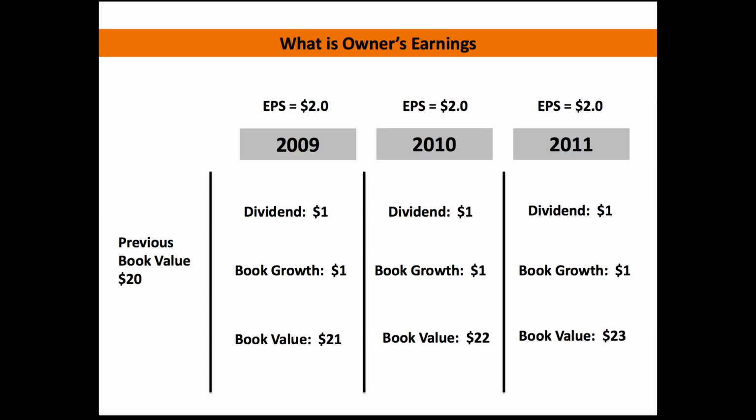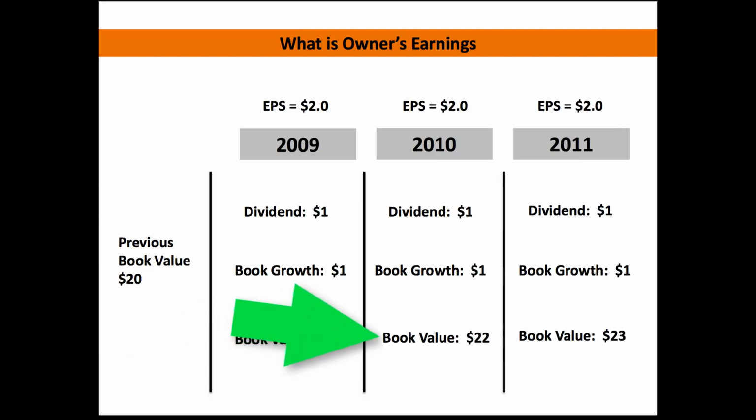Okay, so I've got a very generic scenario here, and we're just going to use the same $2 of EPS that we were just talking about before. Let's assume that we're looking at a business that has a book value of $20. As we start over on the far left of this slide, you can see that the previous book value prior to 2009 was $20. In this generic scenario, the business had $2 earnings per share. We're going to assume that $1 of that earnings was paid to the owner as a dividend, and that the other dollar was reinvested back into the company. And what it did is it made the book value grow by $1. So we see the book value change from $20 to $21 in 2009.